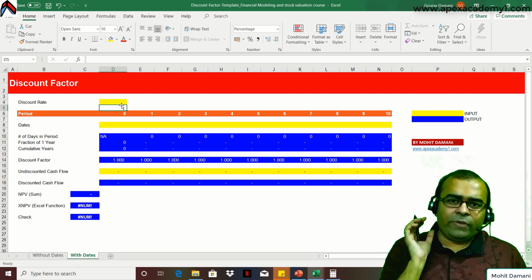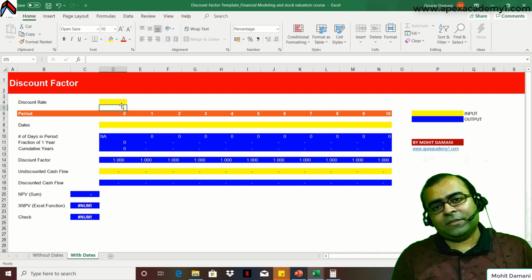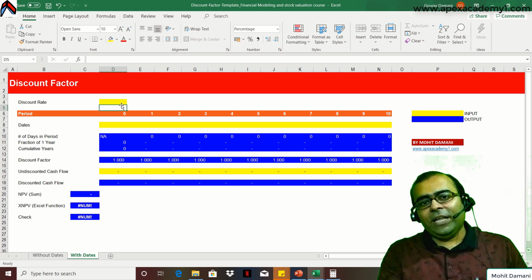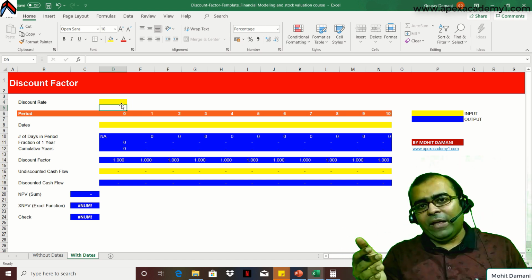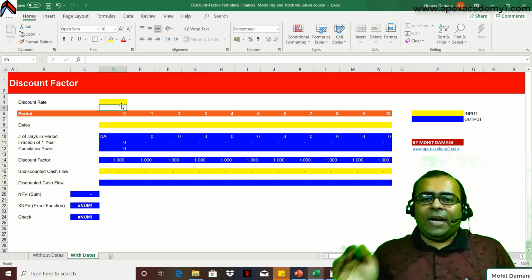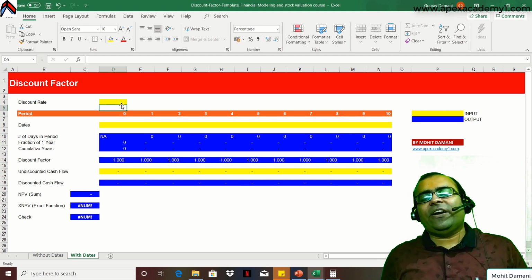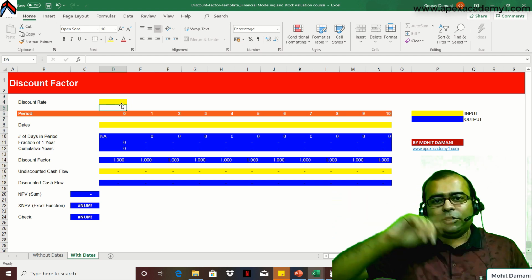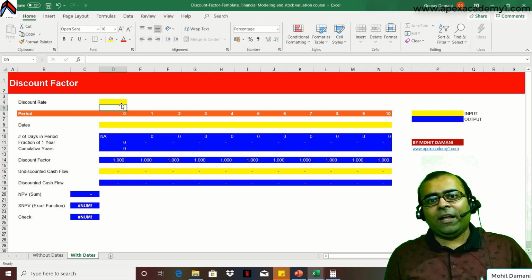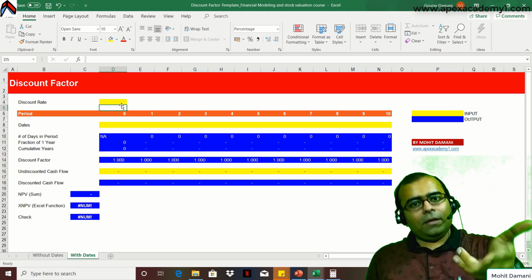Sir, how will it make a difference? Friend, it will make a difference, and you will soon see it, because there are leap years. When you have a time frame of 5 years, there will be at least one or maybe two leap years. If there are two leap years, then 2 days of extra interest is deducted or paid. If you are calculating future value, the value will be comparatively higher for 2 days. I hope you are getting my point.